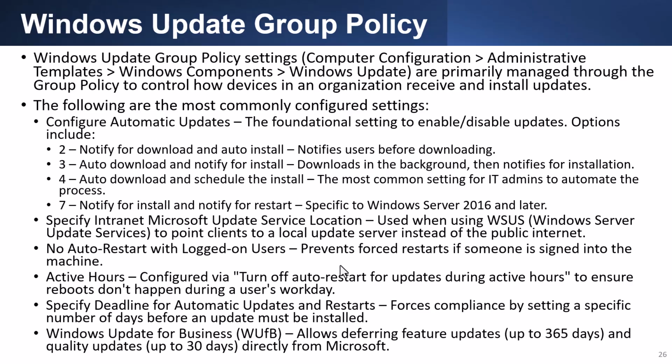Options include 2. Notify for download and auto-install, which notifies users before downloading. 3. Auto-download and notify for install, which downloads in the background, then notifies for installation. 4. Which auto-downloads and schedules install. This is the most common setting for IT admins to automate the process. And 7. Which notifies for install and notify for restart, which is specific to Windows Server 2016 and later.